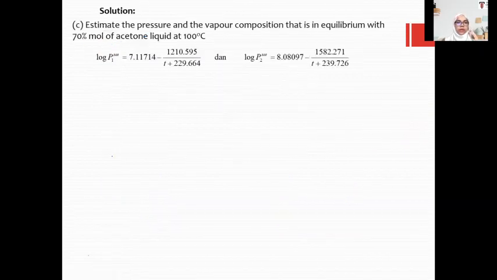Okay, let's continue for question C. The question asks us to estimate the pressure and also the vapor composition, that means Y that is in equilibrium with the 70% of acetone. So the first step is to extract all the information. X1 equal to 0.7, X2 equal to 0.3. The temperature is given.